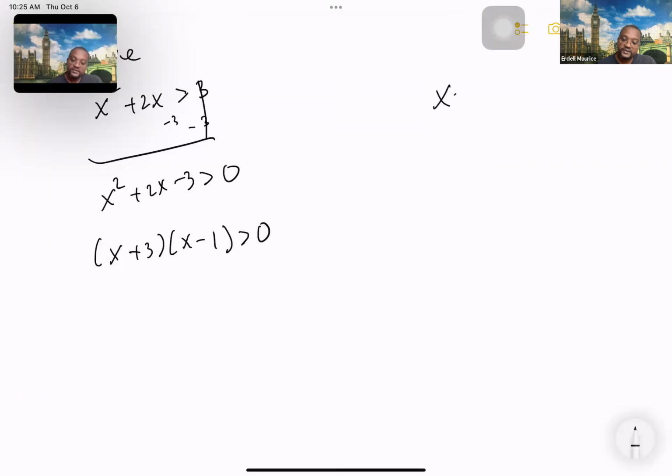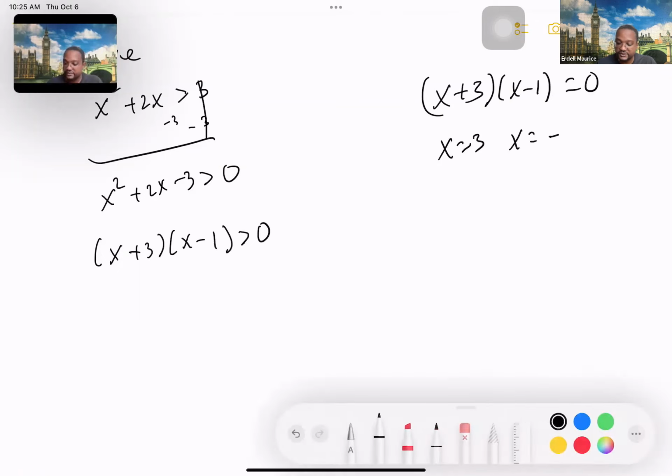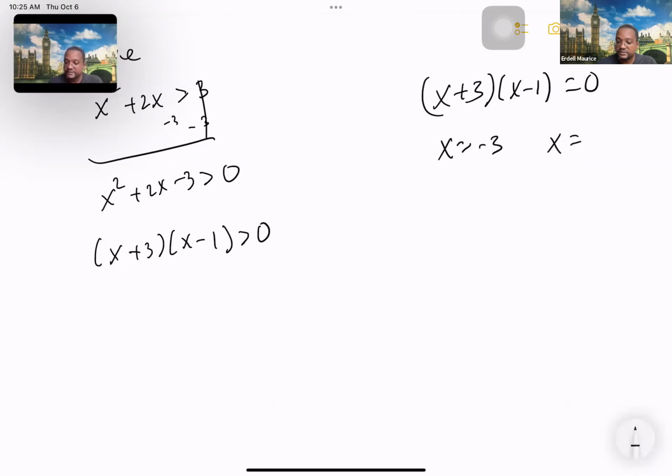If I was to solve this equation, this is really easy. Equals 0. x equals -3. x equals 1. I said it was easy, didn't I?